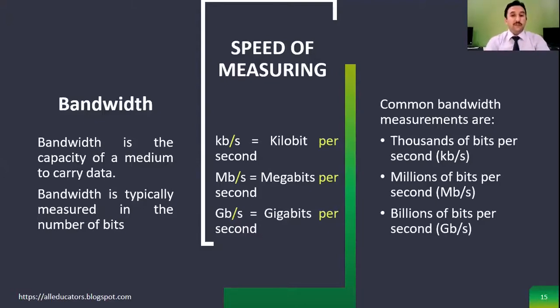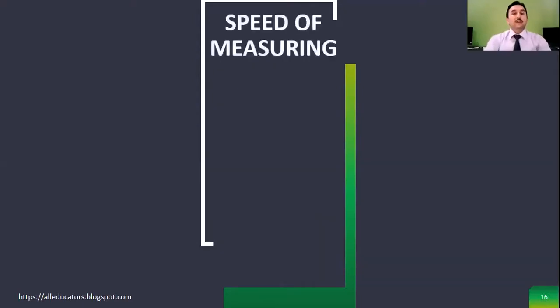We should not confuse MB, megabyte, and megabit, kilobyte and kilobit. The speed of the internet and bandwidth is measured by kilobit and megabit and gigabits. Okay.